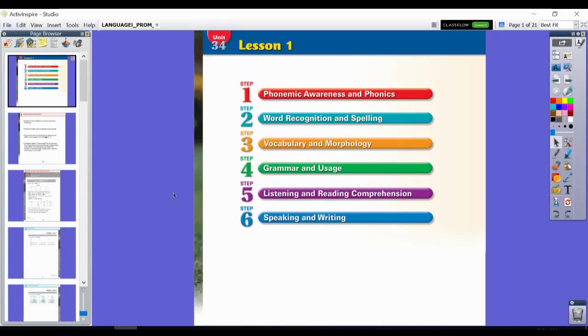Let's do Unit 34, Lesson 1 in the language program. We are going to start with Step 1, phonemic awareness and phonics. Our goal in this step is to learn new sound spelling patterns for WR as in write and rhyme, KN as in new, and PS as in psyche.